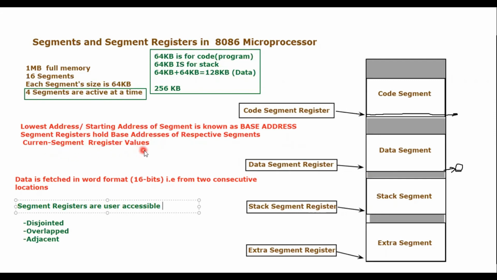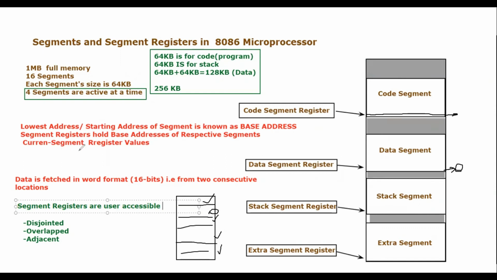Current segment register values. I told you that there are in total 16 segments and we have selected only 4 of them. So, for example, let's consider this example. This is our memory, the full memory, and there are various segments. For example, we have chosen these, but it's quite possible you can also choose this one. So how to choose this?